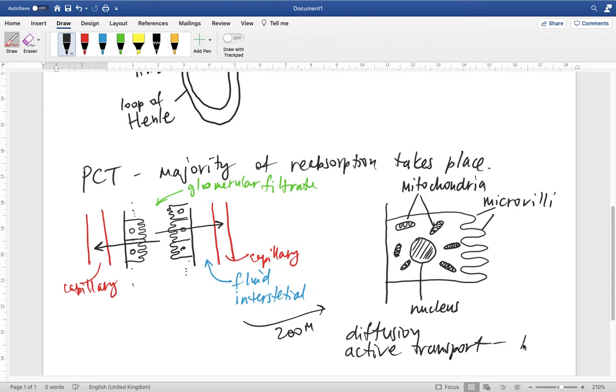So that requires ATP. So my suggestion would be, when you're describing what's happening in PCT, remember that's where we are at the moment. We're inside PCT, we're thinking about how those substances are getting transported. So when you're describing what's happening in PCT, make sure you're clearly describing what diffusion is and what active transport is.